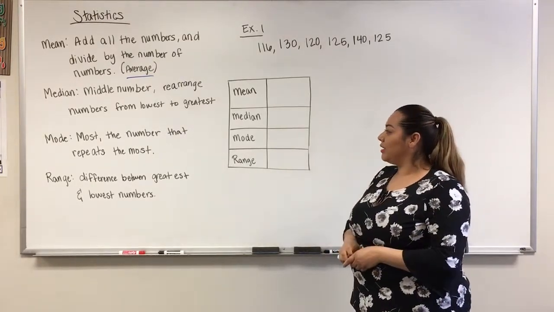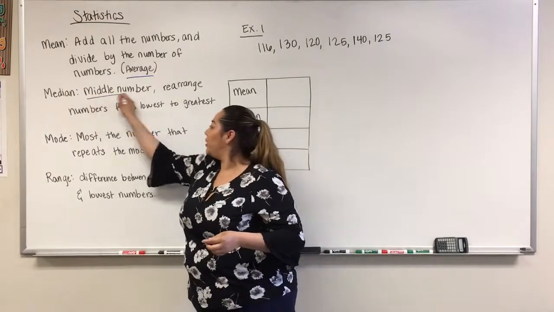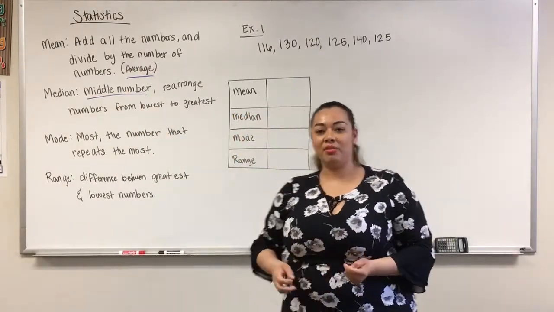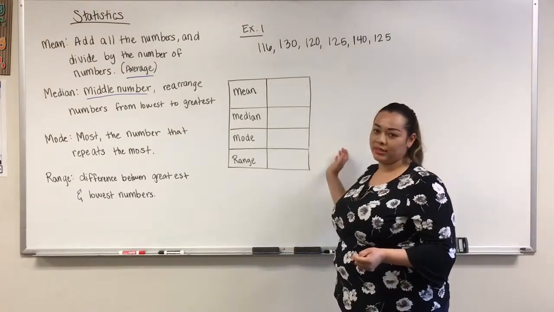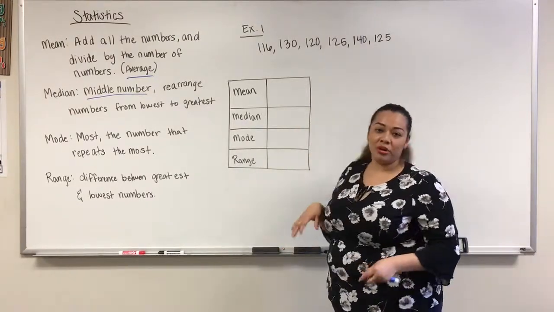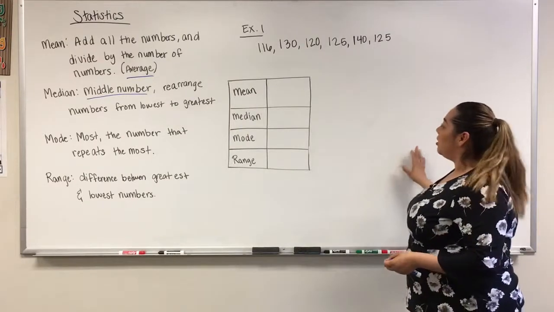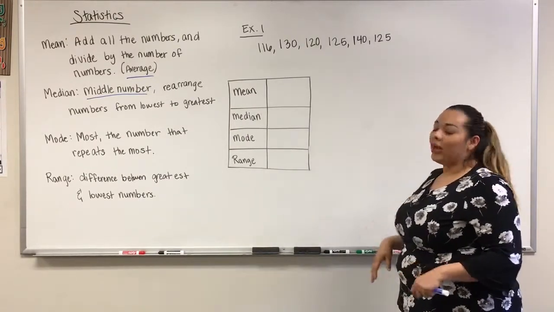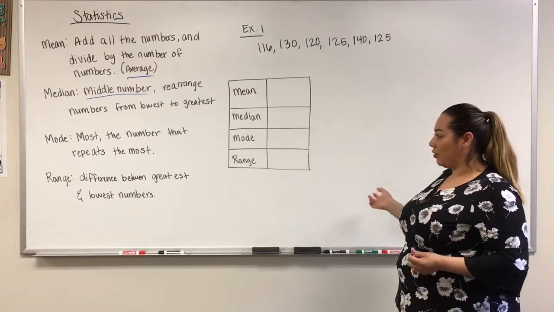For the median, it's going to be our middle number. To figure out our middle number, we're going to have to rearrange the numbers from lowest to greatest. Sometimes they're going to be in order, sometimes they're not. In our example, they're not in order, so we have them all scattered around. We have to rearrange them from lowest to greatest.